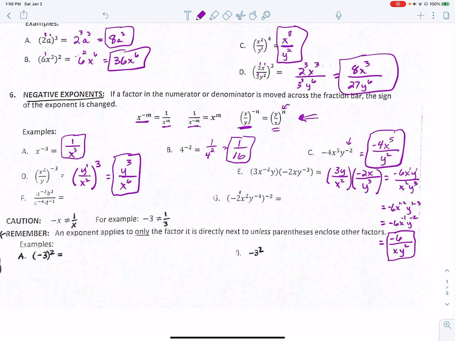So I've got a negative 2 to the first, and I'm going to think of that. I have to remember that negative is really like a negative 1 to the first, and then a 2 to the first, and then x squared y to the negative 4th to the negative 2nd.